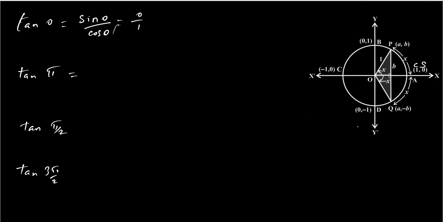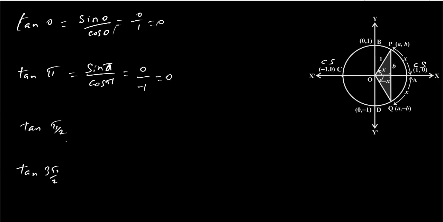If we take tan pi, at 180 degrees, cos pi will be minus 1 and sine pi will be 0. So it is sine pi divided by cos pi. Sine pi is 0, cos pi is negative 1. Zero divided by anything becomes 0, so 0 by negative 1 also becomes 0.